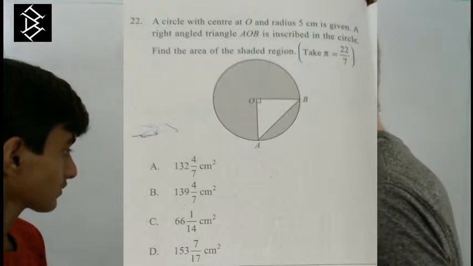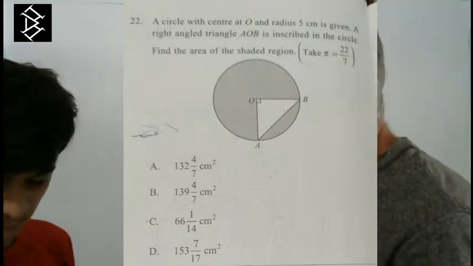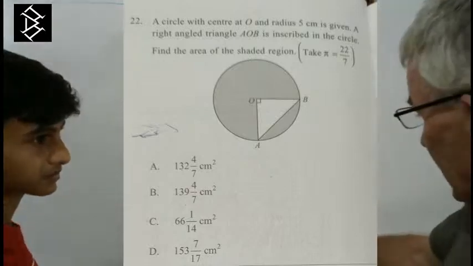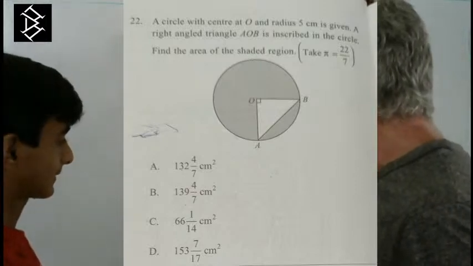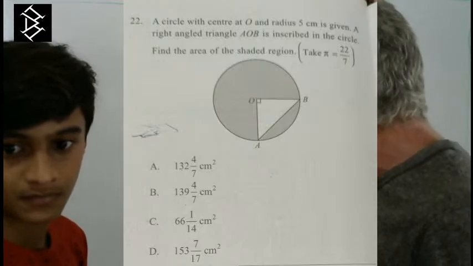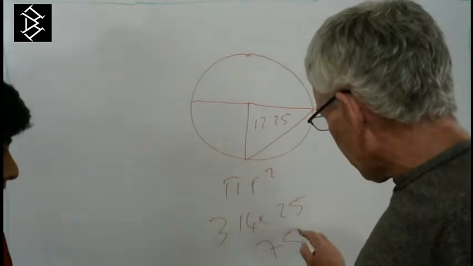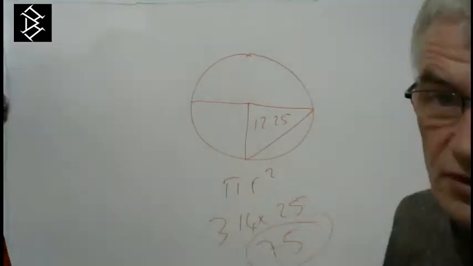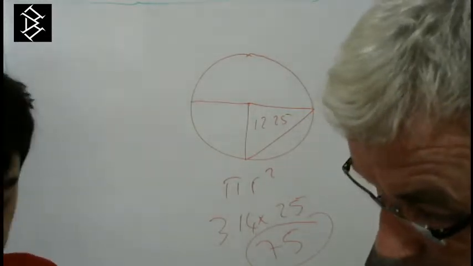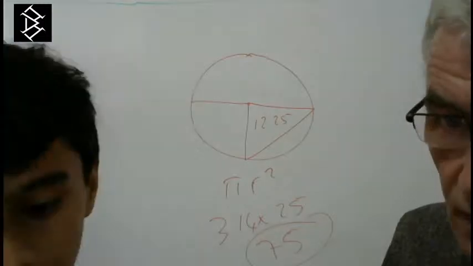22 over 7. Radius is definitely there. Radius is 5. So I want to do times 25. But look, for my rough calculation, I'm going to use 3.14. In fact, I'm only going to use 3. 3 times 25 is 75. So if 75 is an approximation for that, then the right answer has to be 66 1/14 centimeters square. It couldn't be anything else. All the rest will be far, far too big.